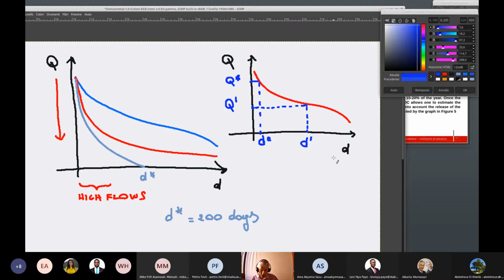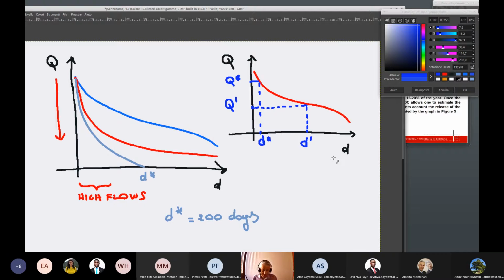And therefore, if you use Q prime as a design flow, you lose some potential benefit. So on the one hand, if you increase the design flow too much to Q star, you get less economic convenience. On the other hand, with the Q star, you use more water, more water at a higher cost. On the other hand, if you lower the design flow to Q prime, you save money, but you don't use much water.